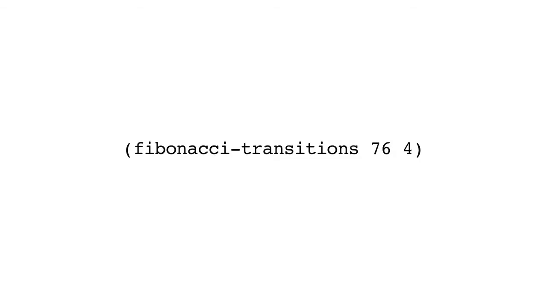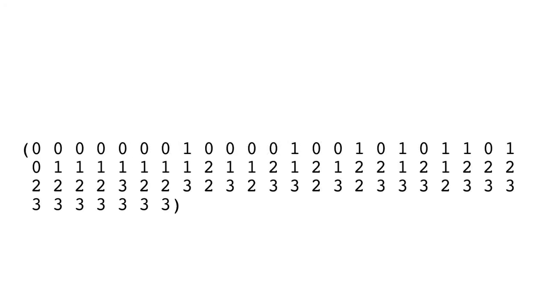So for instance, if we call Fibonacci transitions with the arguments 76 and 4, we get a gradual transition at first from 0 to 1, but then as that dominates, we then start splicing in 2 until it dominates, and then we start splicing in 3, and by the end of our result list, 3 is the one that's dominating.